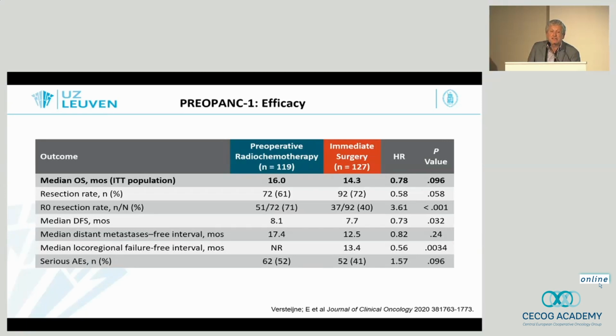On the other hand, some of the other endpoints, secondary endpoints, were clearly better. And that's not a big surprise. The R0 resection rate was higher in patients undergoing preoperative chemoradiotherapy in the trial. The median disease-free survival was also a bit better in these patients. And the median locoregional failure-free interval was also a bit better in this setting.